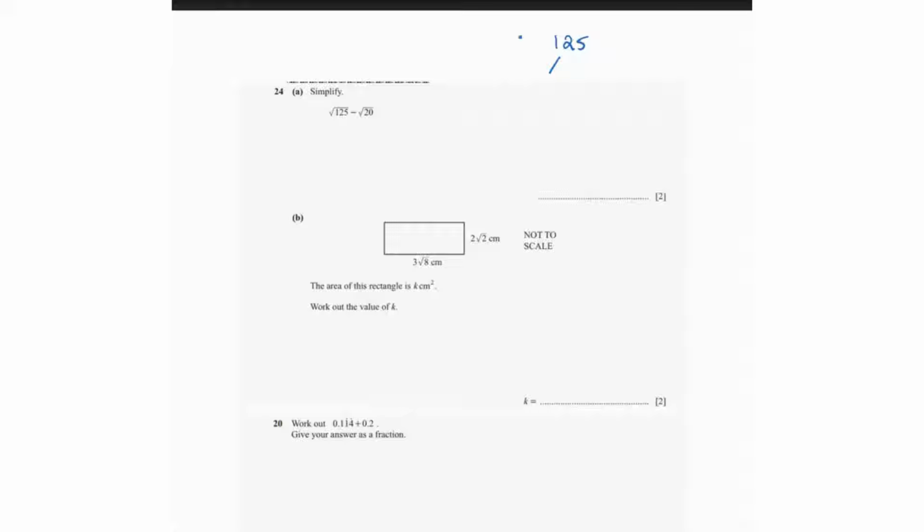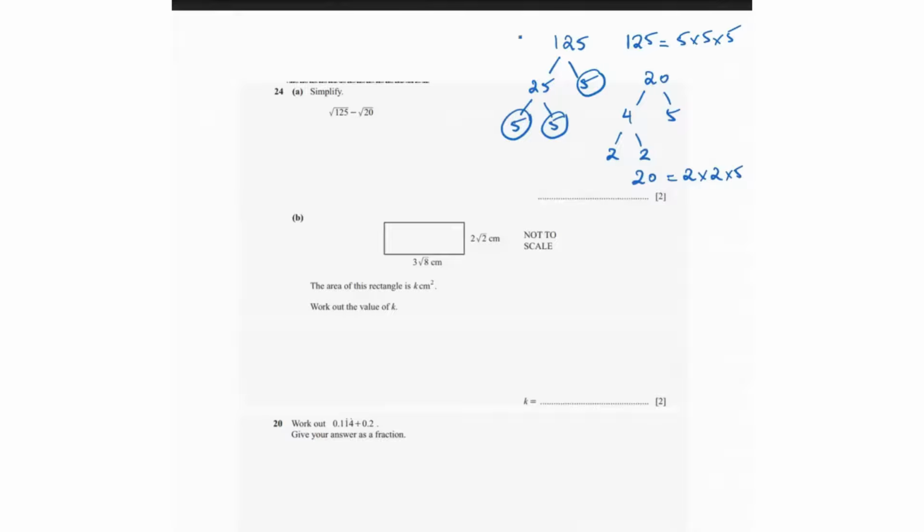Now 125 breaks down to 25 times 5. 25 breaks down to 5 times 5. Prime factorization means that we are breaking down the number into a product of its prime factors. So 125 is the same as 5 times 5 times 5. Now if we do the same for 20, 20 is 4 times 5. 4 is 2 times 2. So 20 is 2 times 2 times 5.